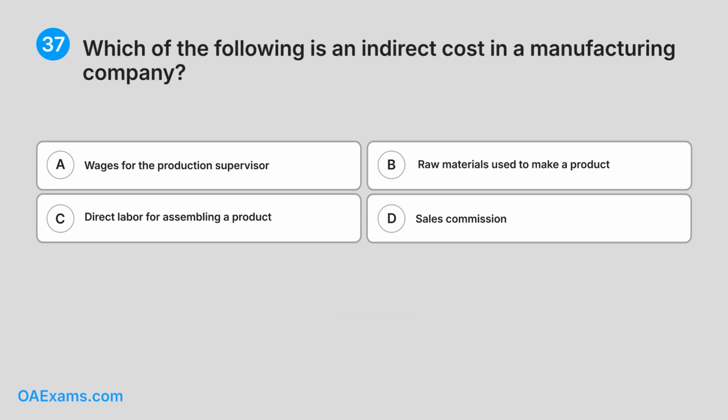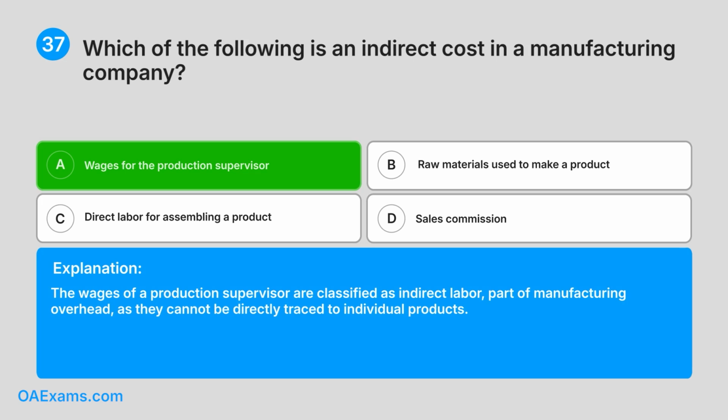Correct answer. A. Explanation. The wages of a production supervisor are classified as indirect labor, part of manufacturing overhead, as they cannot be directly traced to individual products.